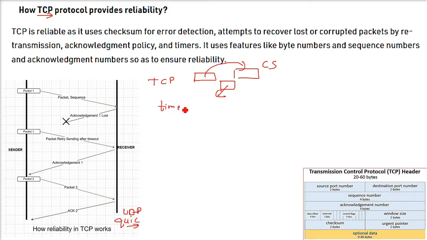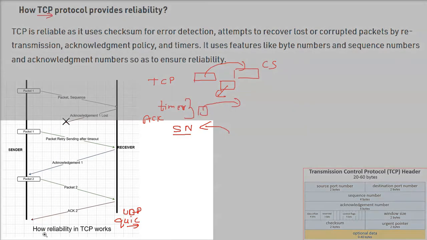There is an acknowledgement policy. Every sequence number of a packet has to get an acknowledgement, otherwise there will be no sliding of the window. And there will be a timer. If the timer runs out, the packets will be sent again. So it uses features like byte numbers, sequence numbers and acknowledgement numbers to ensure reliability. So reliability is ensured by the sequence number in the header and the acknowledgement number in the header. You see on the right, I have also given it. In the TCP header, you see there is a sequence number and an acknowledgement number.